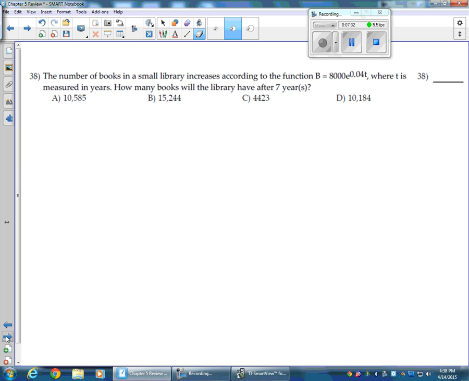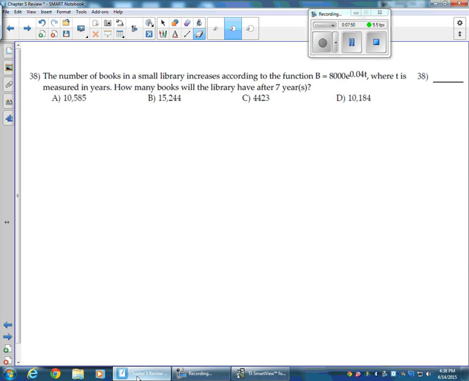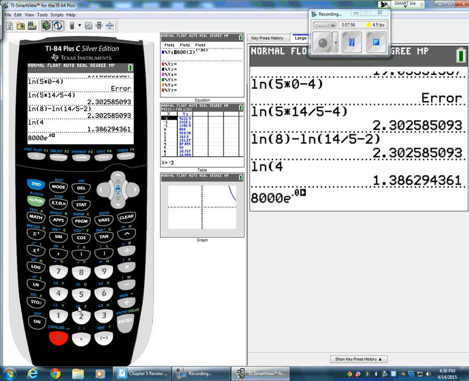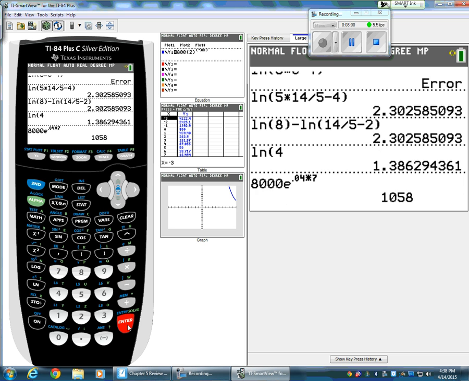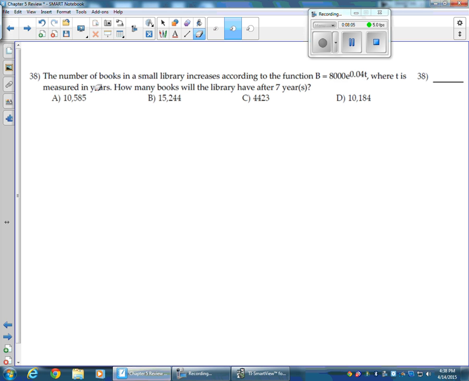Number 38, here they give me the function where t is measured in years. How many books will the library have after 7 years? So I'm just going to retype this and plug in 7. So it's 8,000 times e to the 0.04 times 7. Depending on your calculator, make sure all of that is in the exponent. And I get 10,585 books. So my answer would be A, 10,585 books.